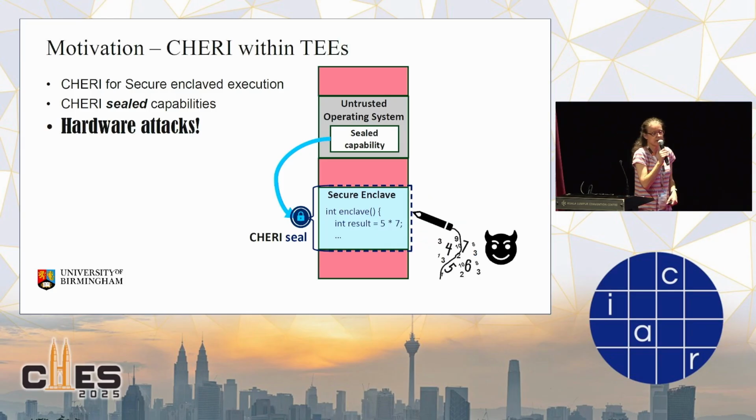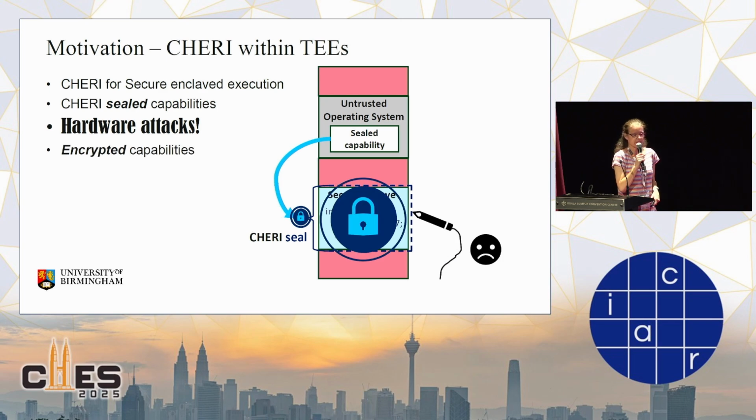We also know that these types of trusted execution environments in general are vulnerable to hardware attacks. So an attacker can gain access to the actual raw data in memory. So the idea here for this work was to physically encrypt these capabilities in memory to prevent these attackers from gaining access to the raw data, as well as using the CHERI mechanisms for preventing these software vulnerabilities as well.